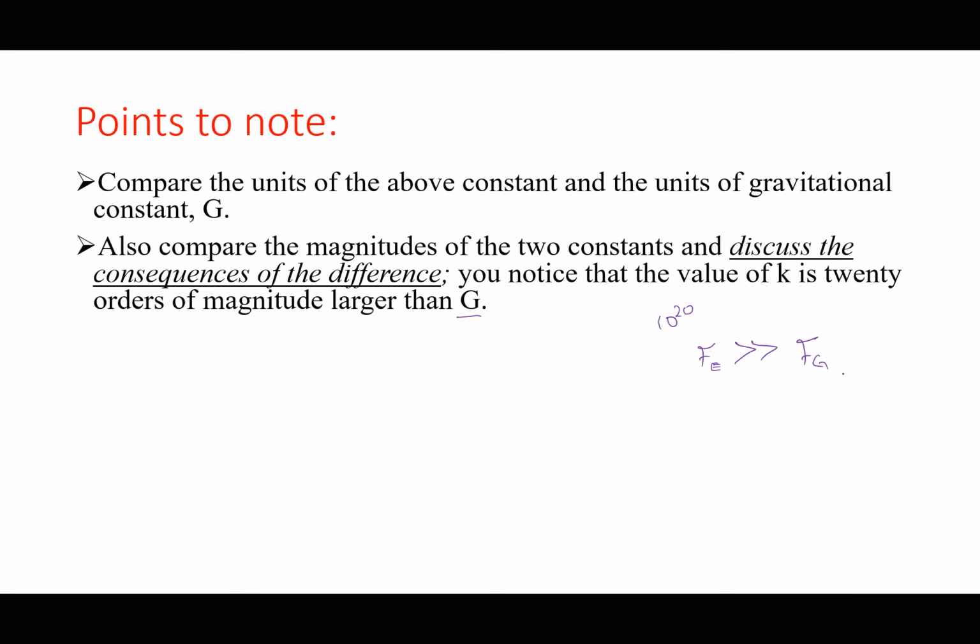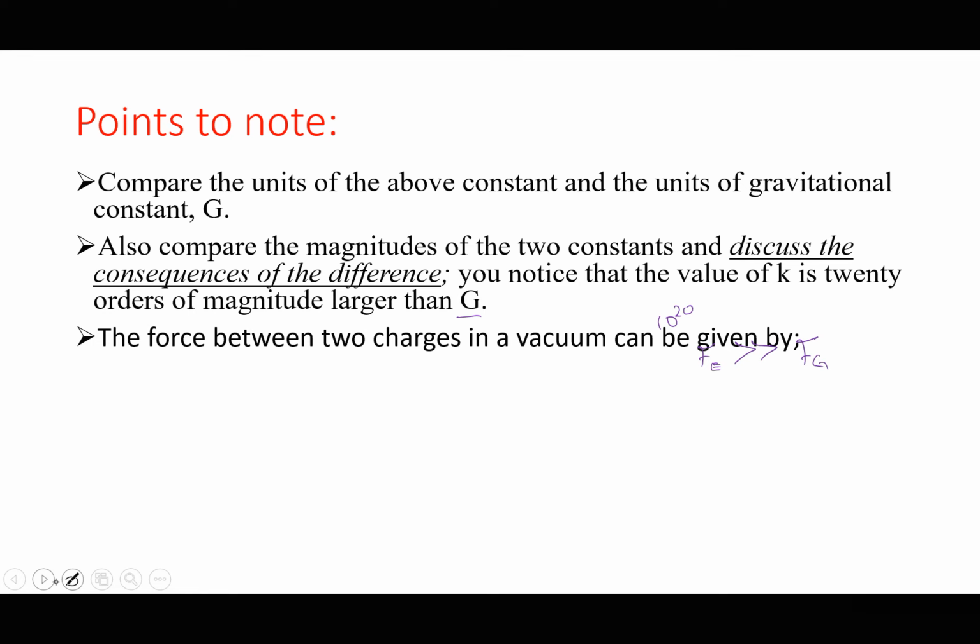Therefore, we are coming to a conclusion that the force between two charges placed in a vacuum could be given by Q1 Q2 over 4 pi epsilon naught. But remember, 1 over 4 pi epsilon naught was 8.99 times 10 power 9. Therefore, the force could be given as 8.99 times 10 power 9 multiplied by Q1 Q2 over R squared.